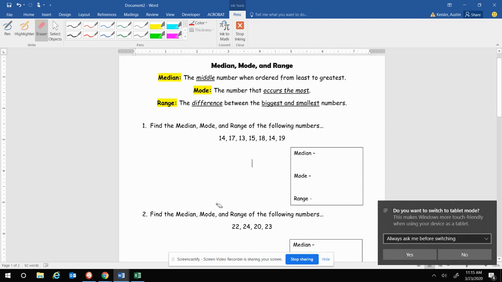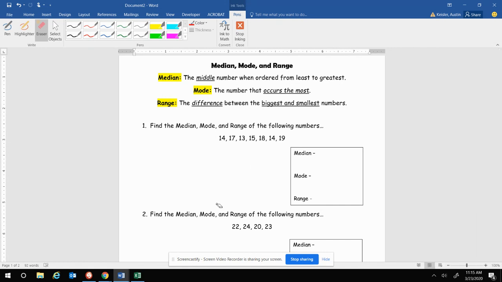Hey, we're going to look at median, mode, and range today. It's something you might have done a little bit at the end of fifth grade. I have three examples here. I want you to make sure you watch all three examples. These aren't necessarily that difficult, but they're a little different depending on how many numbers you have. So make sure you see every case and every example before you start your practice.